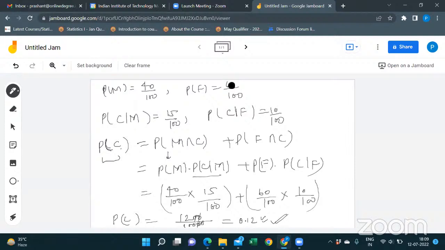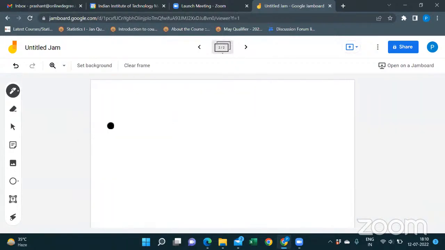You can do the same thing by the tree diagram. I didn't apply any formula here. Suppose this is the male, this is the female, right? You can apply it in a different way. What is the percentage of male? 40%, right? So female will be 60%. In a tree diagram, the branches should sum up to 1, right?